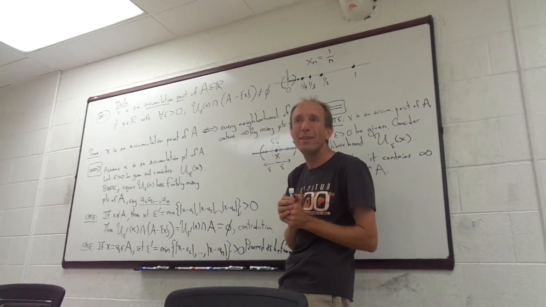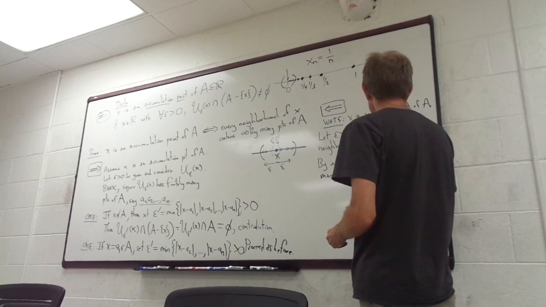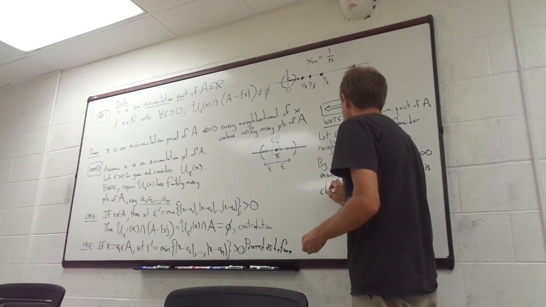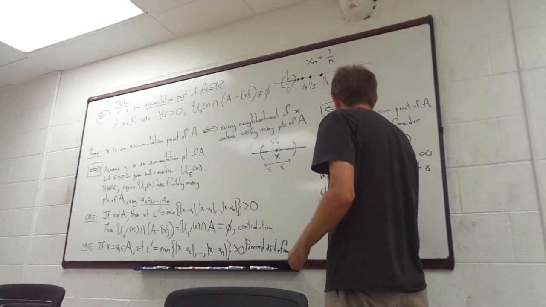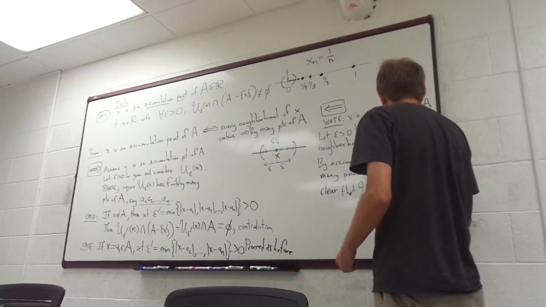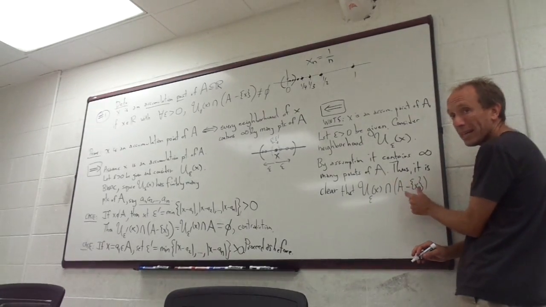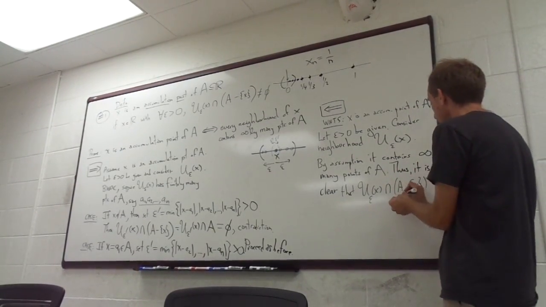That's really the point. Okay, so then I'm just going to say, thus, it is clear, famous last words, right? It is clear that u sub epsilon of x intersected with A minus x, which could be A or it could be 1 point less than all of A, either way, this is an infinite set.